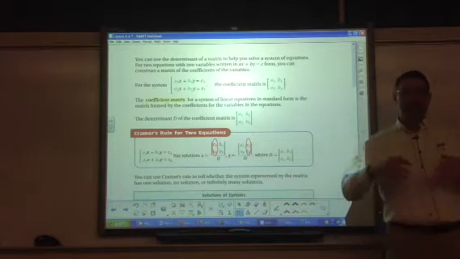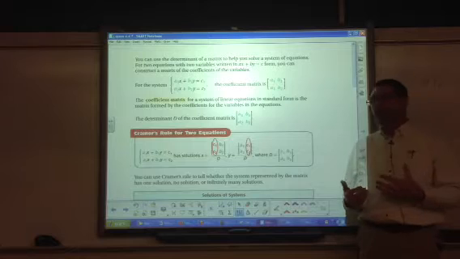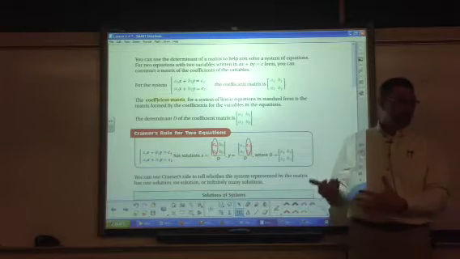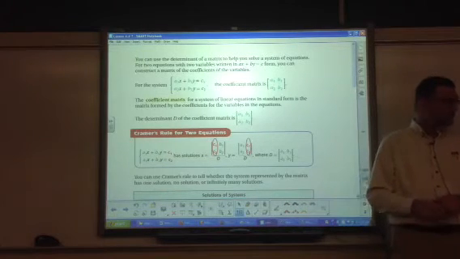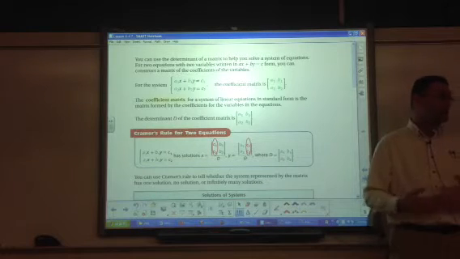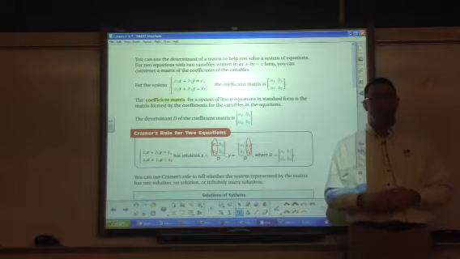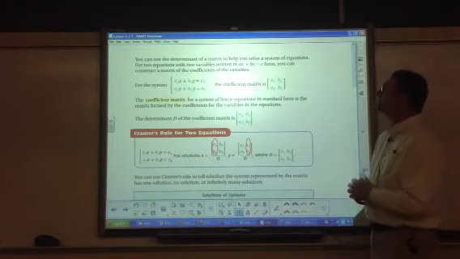Now, determinants can be used for solving systems of equations.